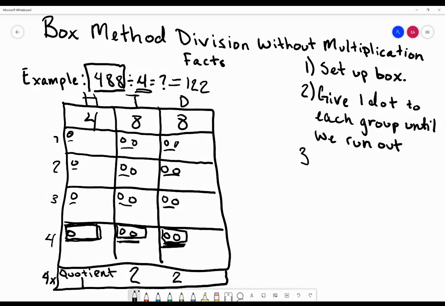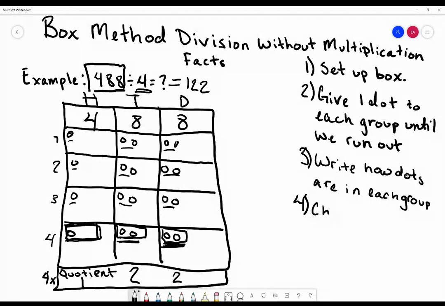Okay, so our third step was to write how many dots were in each group. And then our final step is going to be checking our work.